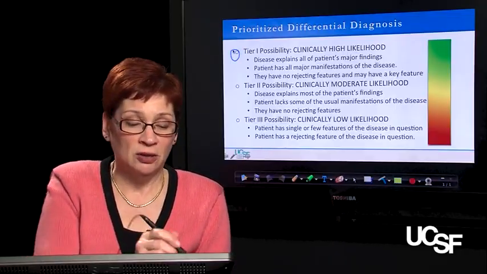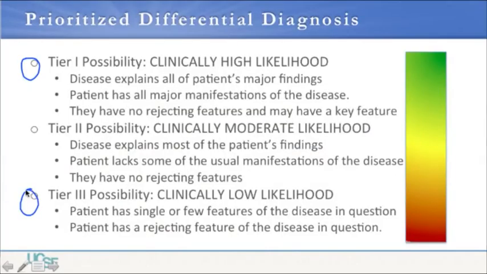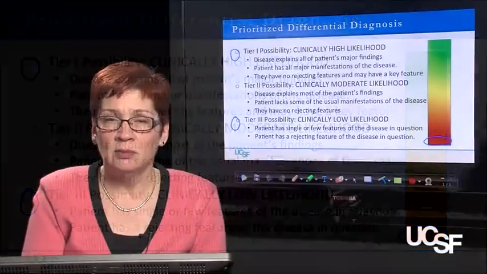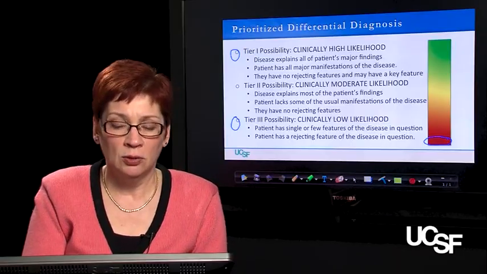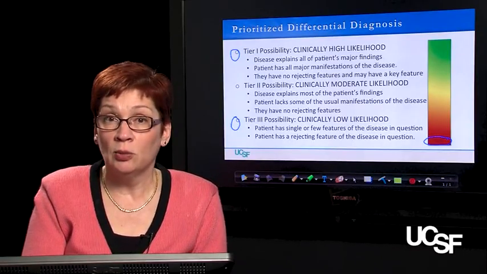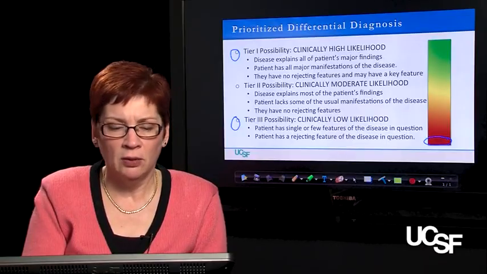At the other end of the spectrum, a tier 3 possibility is a clinically low likelihood, and we're going to denote that in today's slides in this kind of red area. In that situation, the patient has only a single or maybe just a couple features of the disease in question, or they might have one of those rejecting features. So they might have a sign or symptom that's never seen in the disease in question, and that will decrease the clinical probability to low or very low.